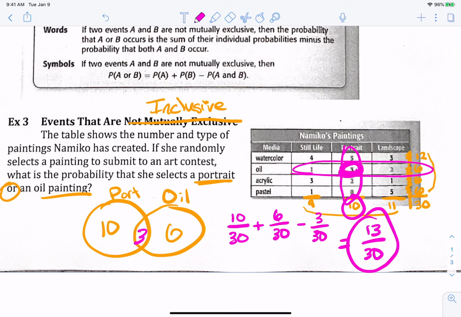Okay? It might help to make a Venn diagram like this guy where they overlap. That might help each time, right?